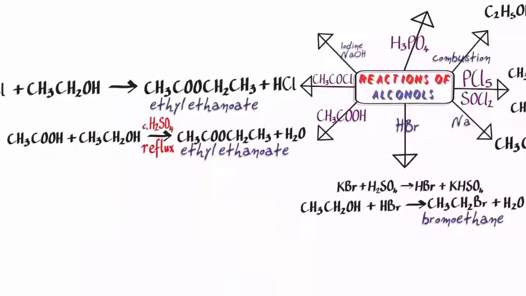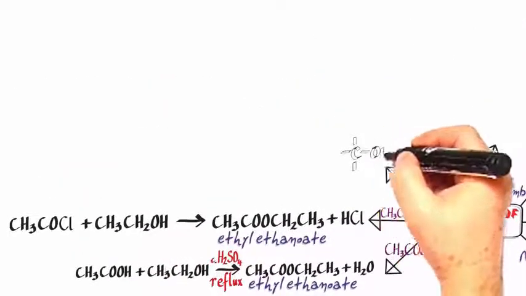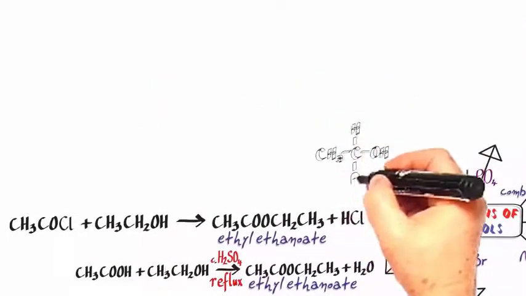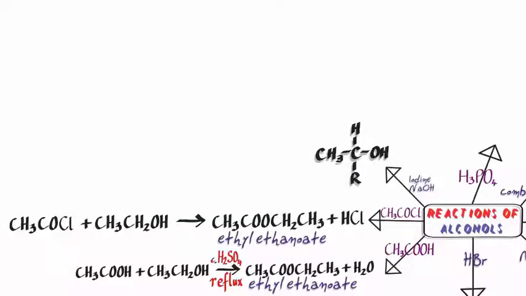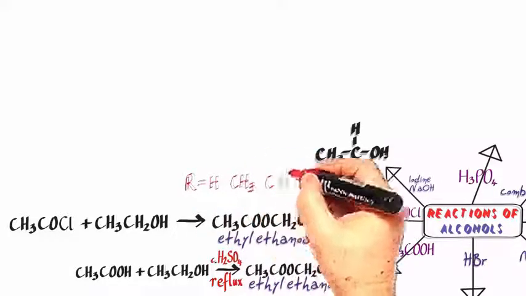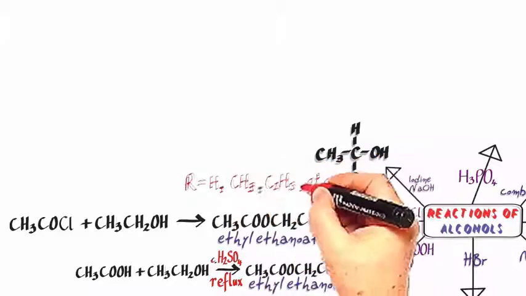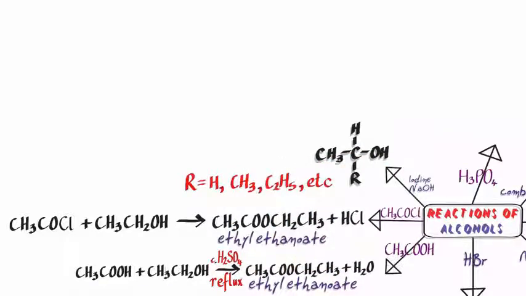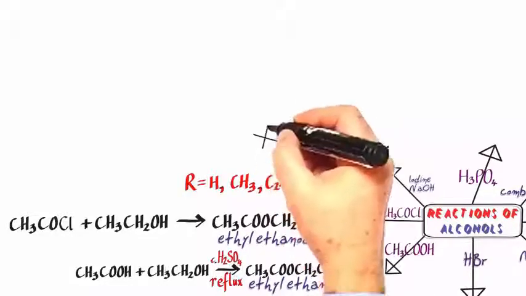Next, let me take a look at the iodoform test. It tests for alcohols that have this particular structural arrangement. That's to say the carbon to which the OH is attached also has both a methyl group, CH3, and an H attached to it. With such alcohols we get a positive test in the iodoform test.